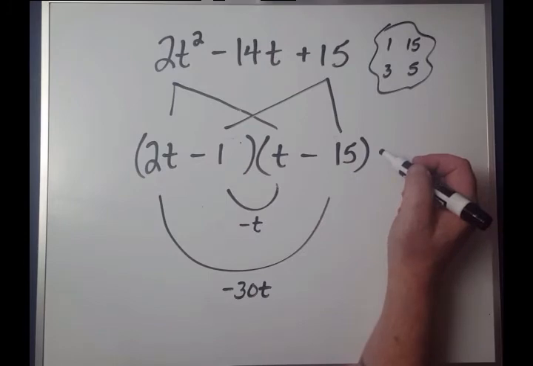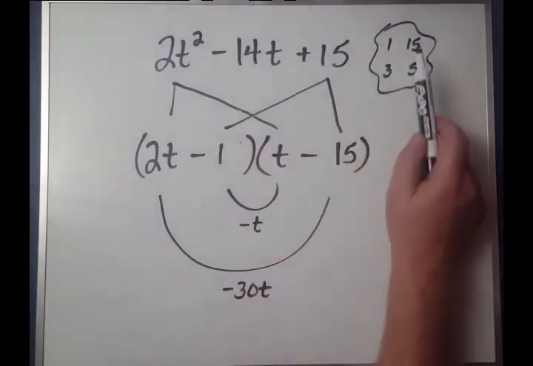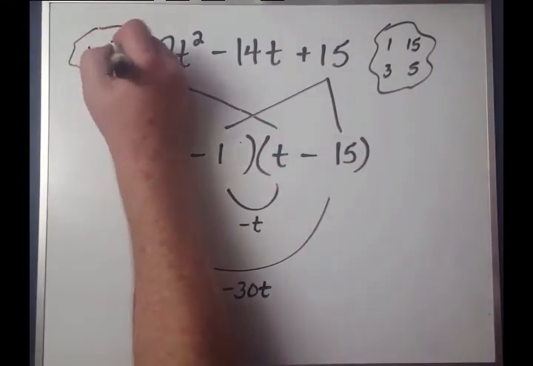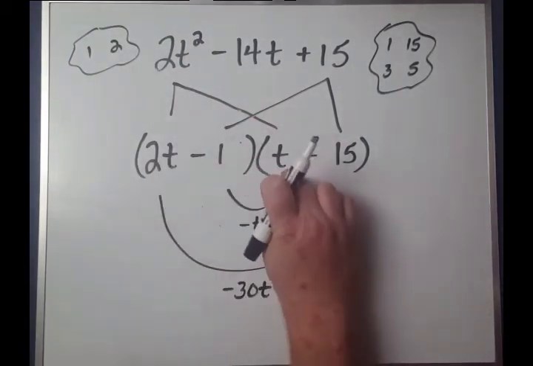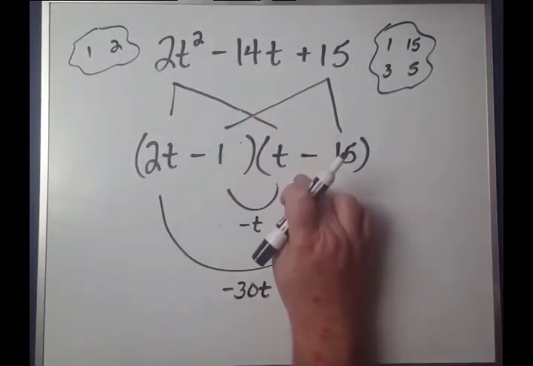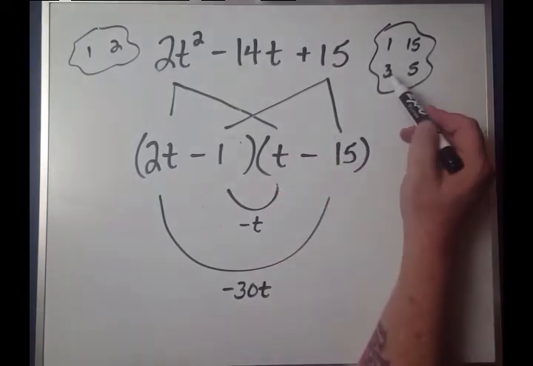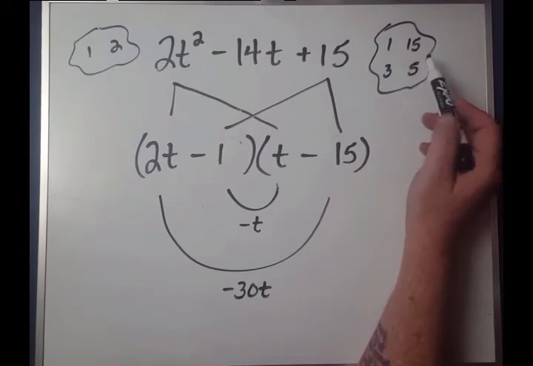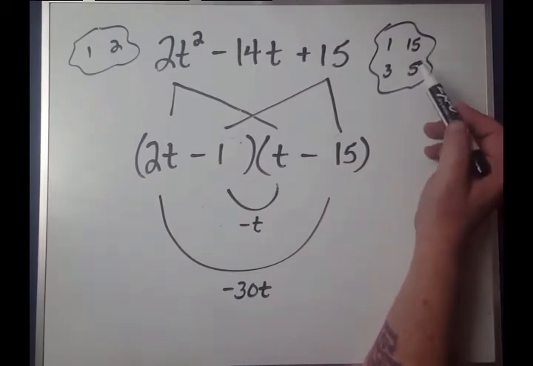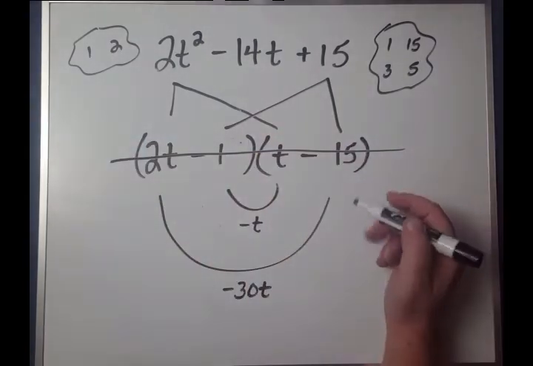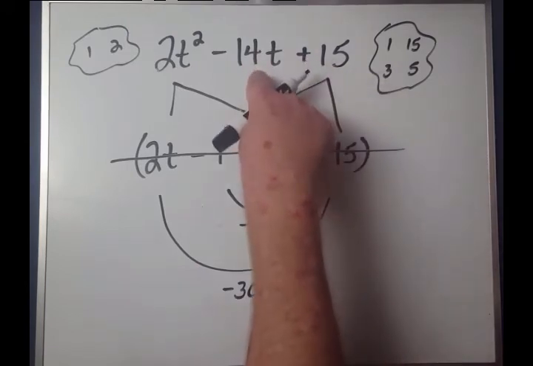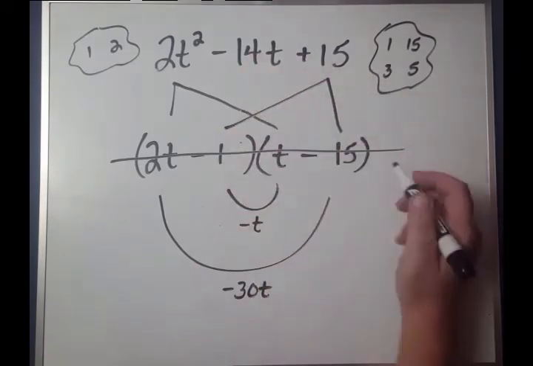What else is there to try? Well, there's nothing left to try. We've tried all factor pairs of 15. 2 only has the factor pair 1 and 2, so it's got to be 2t and t. No other way to do that. We've tried 3 and 5, 5 and 3. We've tried 15 and 1, 1 and 15. We're out of factor pairs. This won't factor. There's no arrangement that will give me that first and that last, and also give me the correct middle term from the outside and inside.